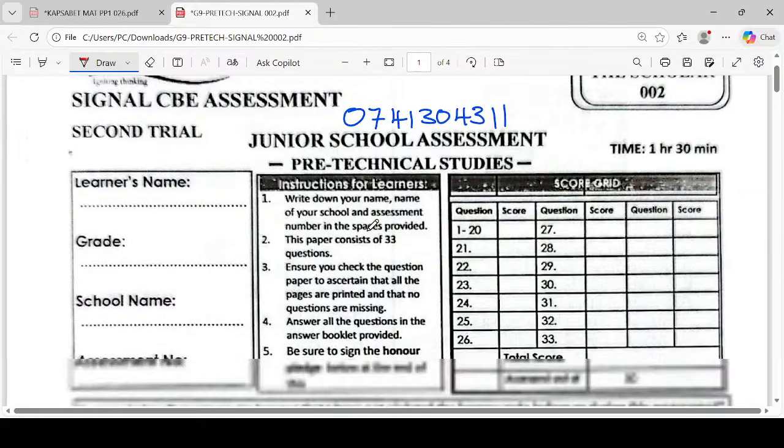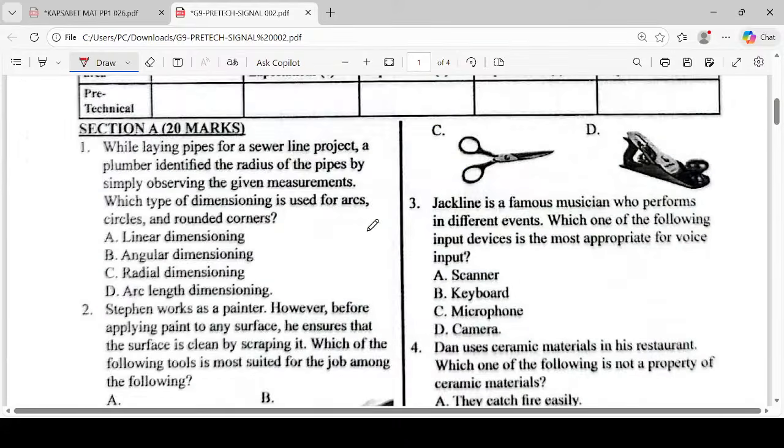So straight away we are going to question number 1 of this paper. While laying pipes for a sewer line project, a plumber identified the radius of the pipes by simply observing the given measurements. Which type of dimensioning is used for arcs, circles and rounded corners? A, linear dimensioning, B, angular dimensioning, C, radial dimensioning, D, arc length dimensioning. So the one being used for arcs, circles and rounded corners is what's called linear dimensioning. That makes choice A for apple the correct answer.